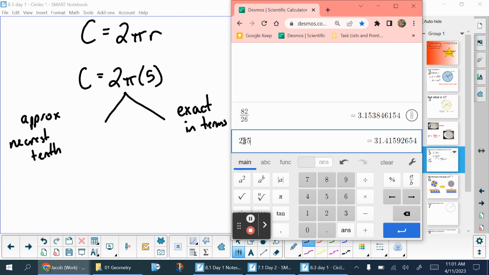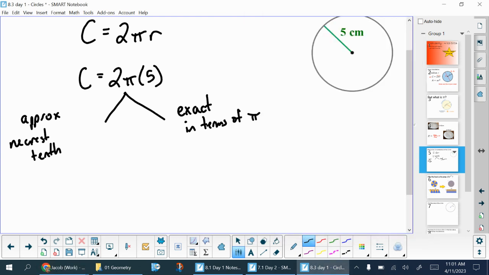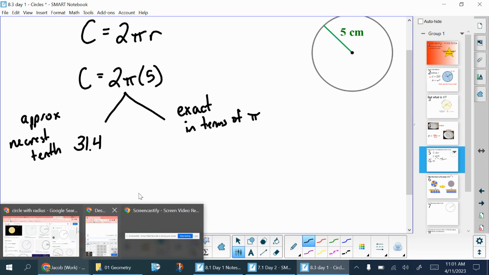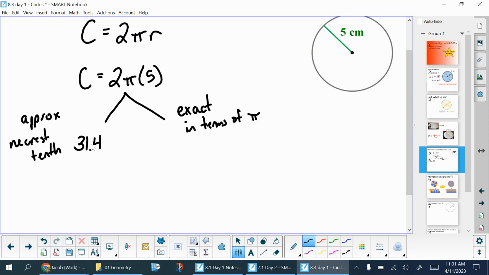Desmos knows that as long as I'm not typing numbers next to each other, it means multiply. So I've got 31.4, rounded to the nearest tenth. In math, we would rather have an exact answer, because what we just had there was not exact. We rounded it to 31.4. In math, we do like exact answers, just like we talked about with simplifying square roots and things like that.